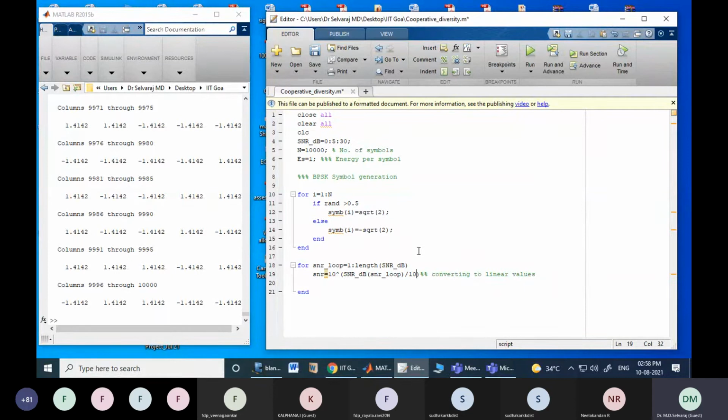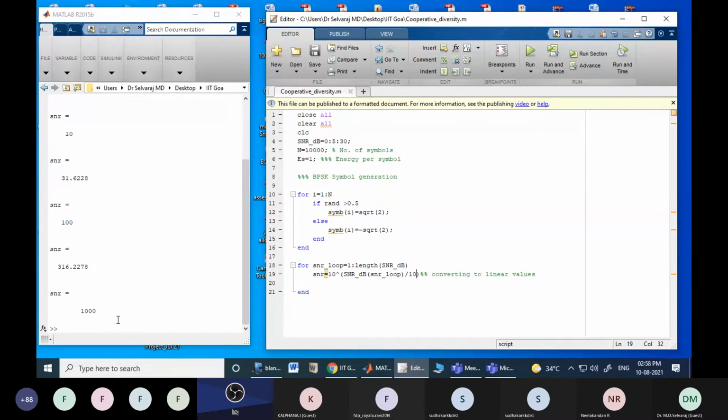So this 10 to the power of SNR dB, this 10 to the power is because of the anti-log. And this SNR dB divided by 10, this 10 is because of the 10 log base 10 of SNR in watts. When you take the anti-log, what will happen? We divide first, SNR dB divided by 10. After that, we will take the anti-log. That is how we get this equation. Okay, once we get this SNR, whatever we did, it is coming.